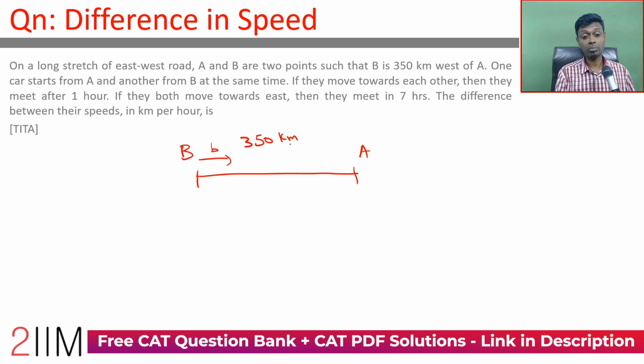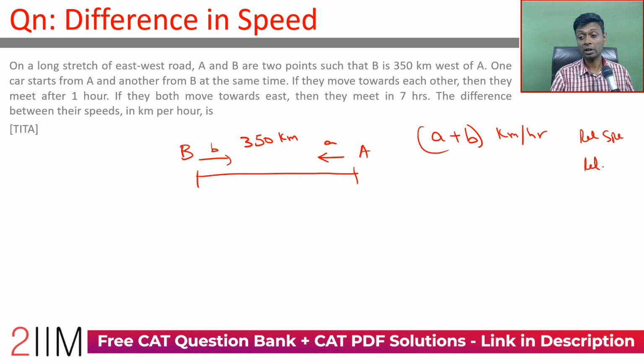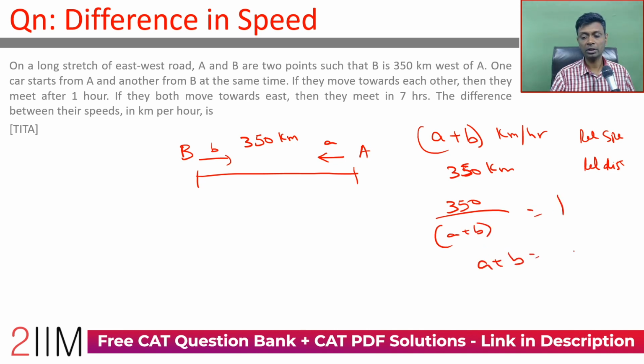B, let's say, travels at B kilometers per hour. A travels at A kilometers per hour. They meet in 1 hour. So the relative velocity is A plus B kilometers per hour. This is the relative speed. Relative distance is 350 kilometers. Time taken is 1 hour. So 350 by A plus B equals 1, or A plus B is 350 kilometers per hour. Wonderful.